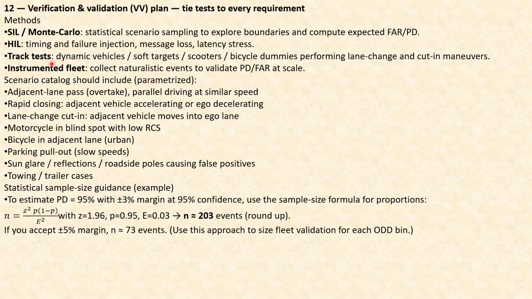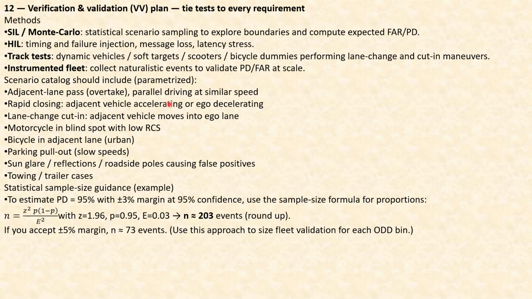So in the proving ground, are we going to use the actual dynamic vehicle? Are we going to use the soft target or a dummy scooter or a dummy bicycle? All these things must be clearly outlined and determined even before we deep dive into the verification and validation. All right, so the scenario catalog must include adjacent lane pass. As many scenarios as possible must be checked.